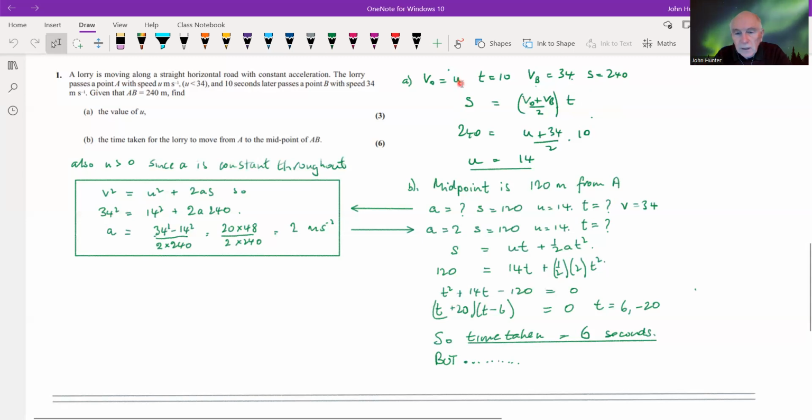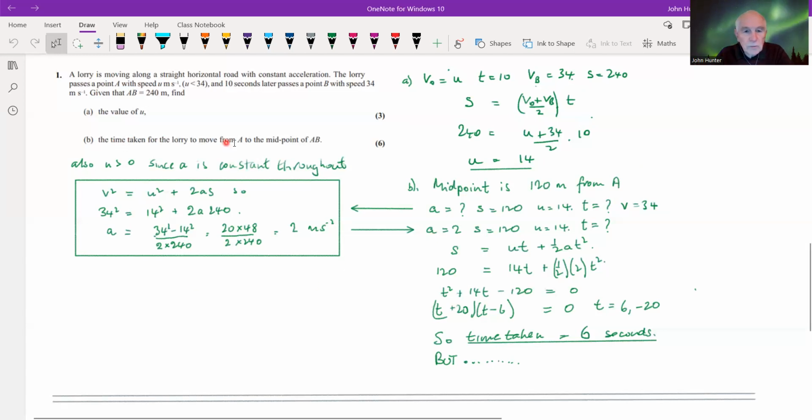Obviously, we need to find u. So there's a kind of question mark above that one. So yeah, displacement is equal to the average velocity over that period times t. 240 equals, well, we don't know this, still have to put this in algebraically, plus 34 over 2 times 10, and then solve for u. And that's what gives us that u equals 14. Okay. Right, so that is that one.